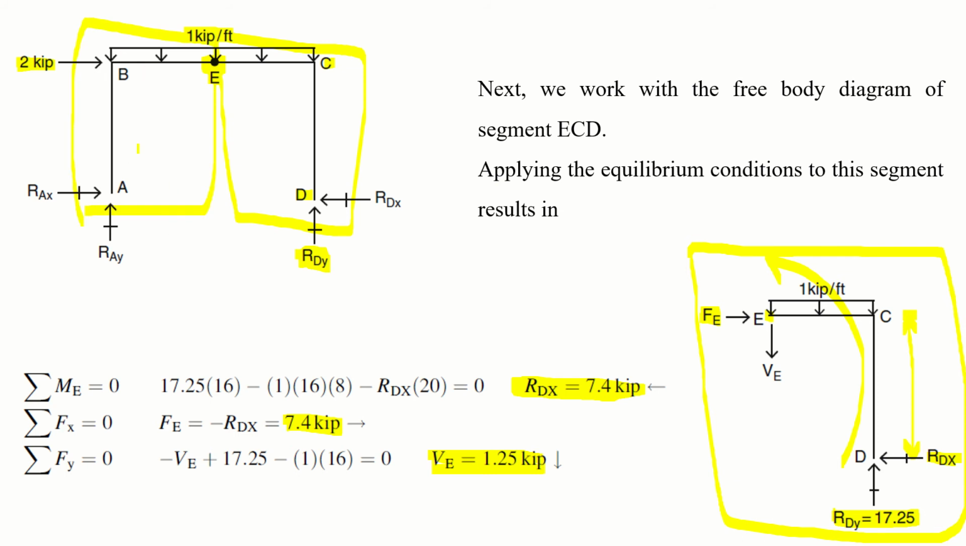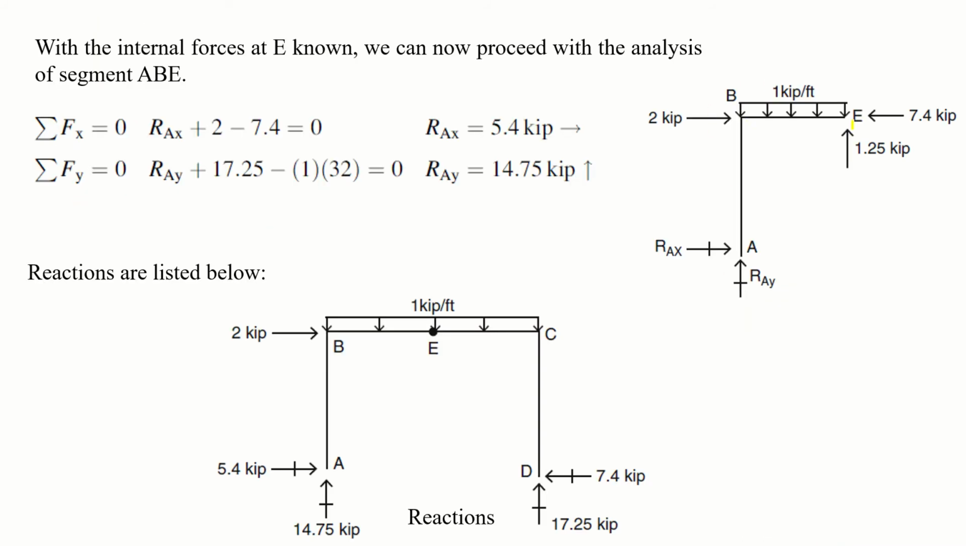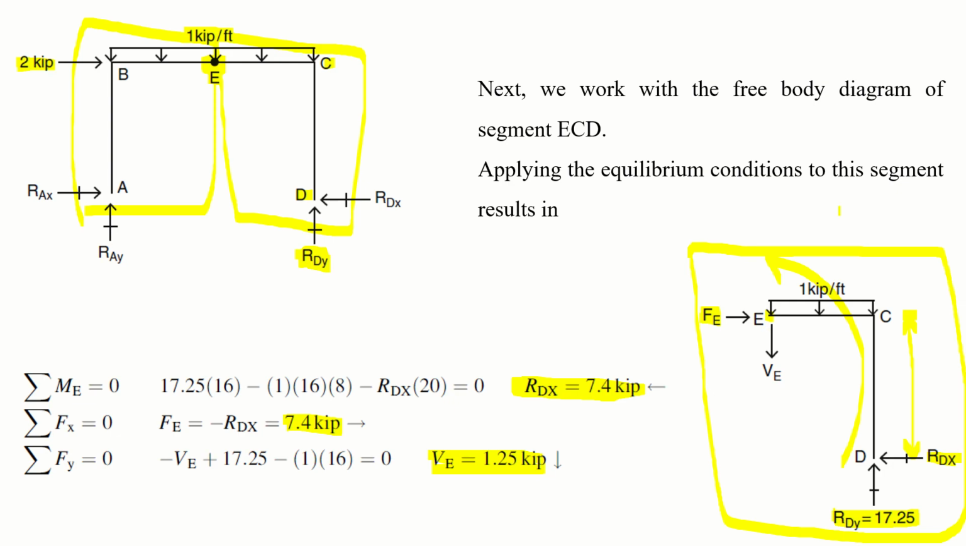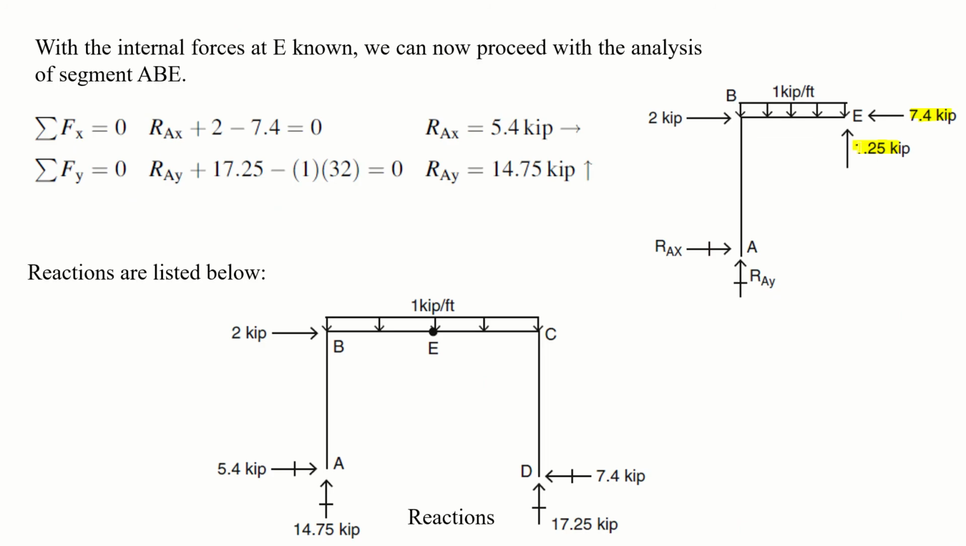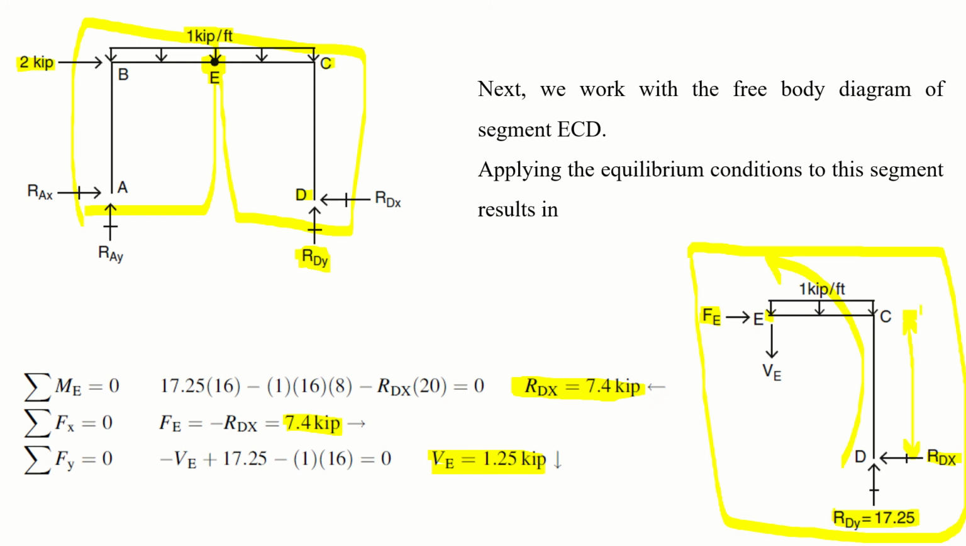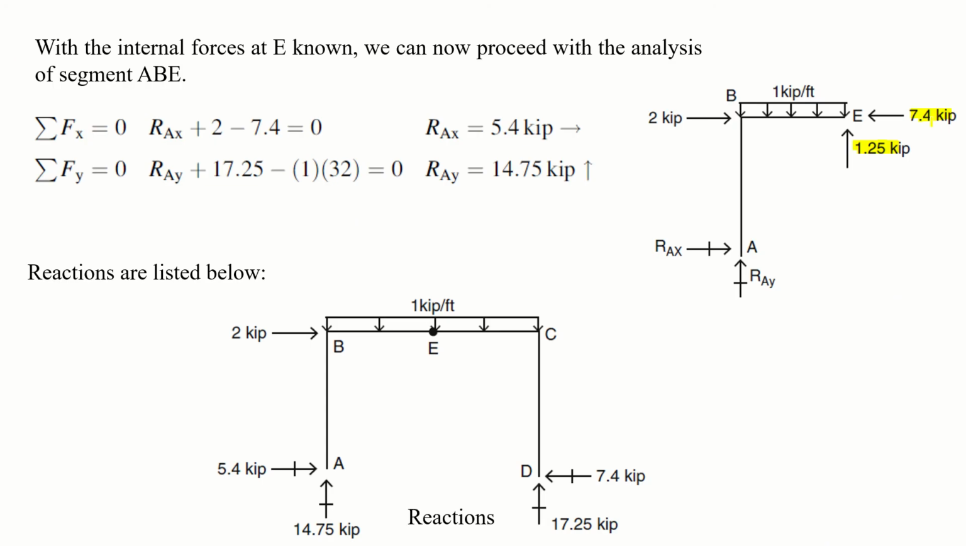So we will draw the free body diagram for ABE. See, this is ABE. We know the values at point E. Here VE was downward, so to satisfy the equilibrium, here VE is in the upward direction. Also FE is in the rightward direction, so here it is in the leftward direction. We also applied the external forces, and now we will satisfy the equilibrium conditions. So summation of Fx is equal to 0. How many forces are in x direction? This 2 kip, this 7.4, and this RAX. So from this equation, RAX turns out to be 5.4 in the rightward direction.